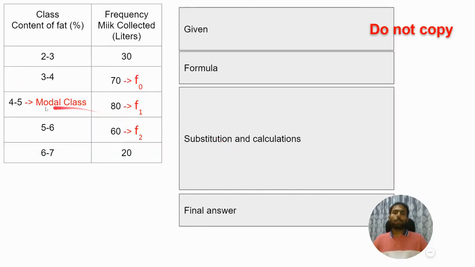So capital L क्या होगा? यहाँ पे modal class हमारा 4 to 5 है, right? So उसका lower class limit will be capital L, 4. And what will be h? 5 minus 4. Modal class को subtract कर दो, जो number आएगा that is your h. 5 minus 4 is 1.